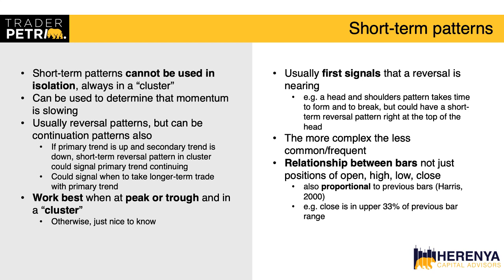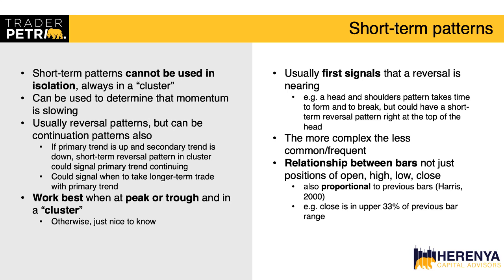Short-term patterns are usually reversal patterns, but can also be continuation patterns. Take for example, if the primary trend is up and there is a secondary trend that is down, or a pullback, and then we see a cluster of evidence that we may see a bullish reversal and a continuation of that primary trend, and we see a short-term reversal pattern around that cluster. So it would be a reversal pattern for the secondary trend, but a continuation pattern for the primary trend, right?